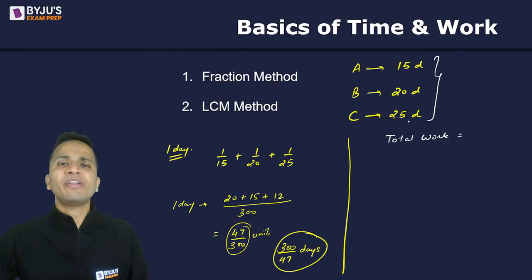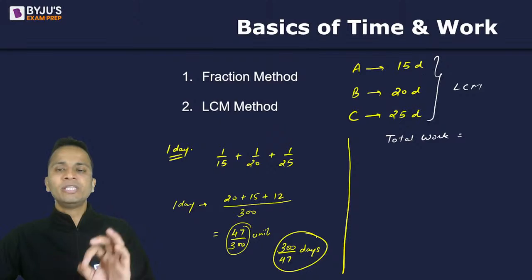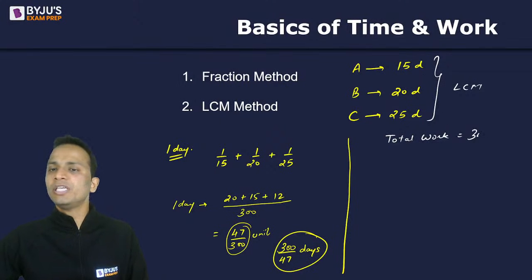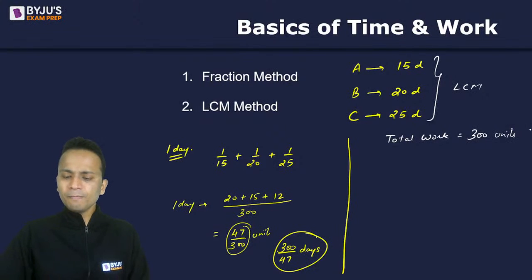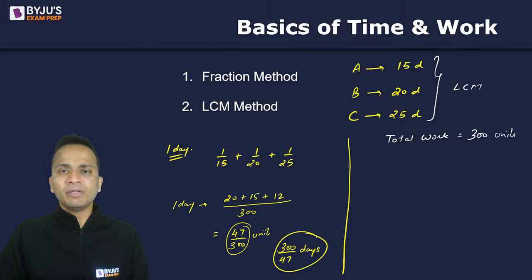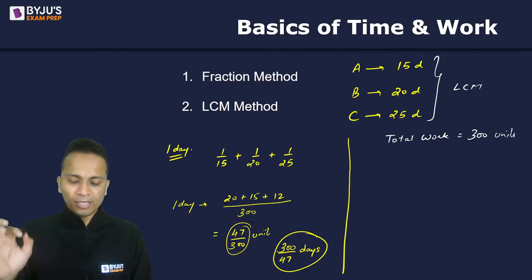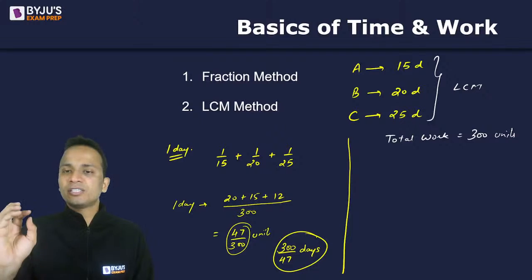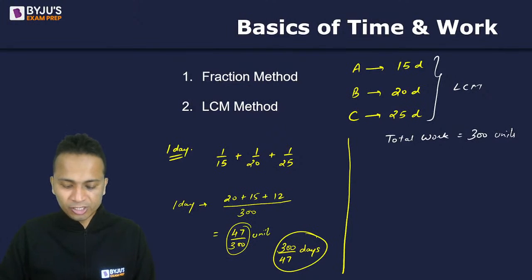So 15, 20, and 25 का कोई भी common multiple assume कर लो. The best will be the least common multiple of these numbers. ठीक है? So इन तीनों का least common multiple, which is 300, can be assumed as the total work in units. Like I mentioned that it can be any common multiple. So even if you'll assume total work as 600, 900, 3000, 15,000, any number, the final answer will remain same. Okay. So first step is I have started by assuming the total work as 300.